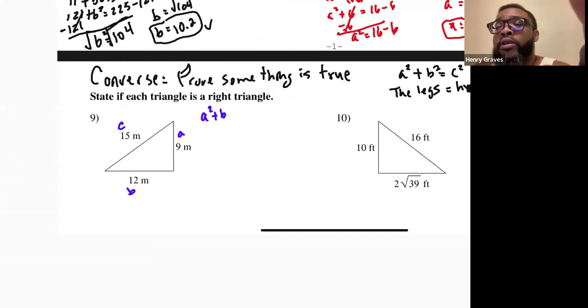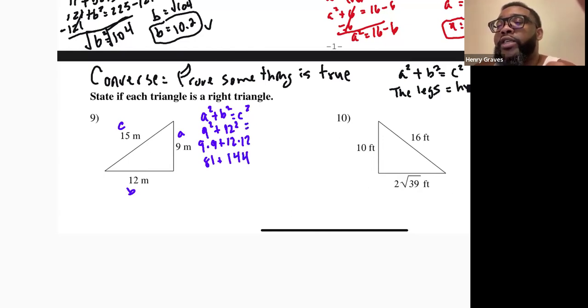Then 9 squared, which is 9 times 9, right? Which is 81, plus 12 squared, which is 12 times 12, which is 144, is really equal to 15 squared, which I know is 15 times 15 is 225.